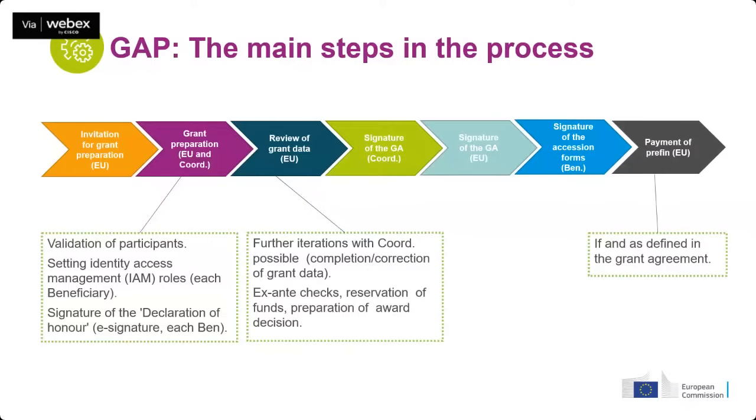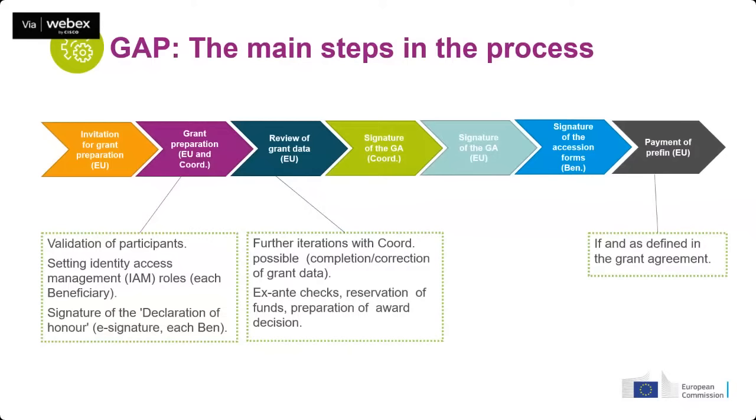proper access management rights in the system. So for each beneficiary, you need to give a specific access in order to perform the necessary actions. Once all this is done, you can sign electronically the declaration of honor. Each beneficiary needs to electronically sign the declaration of honor.